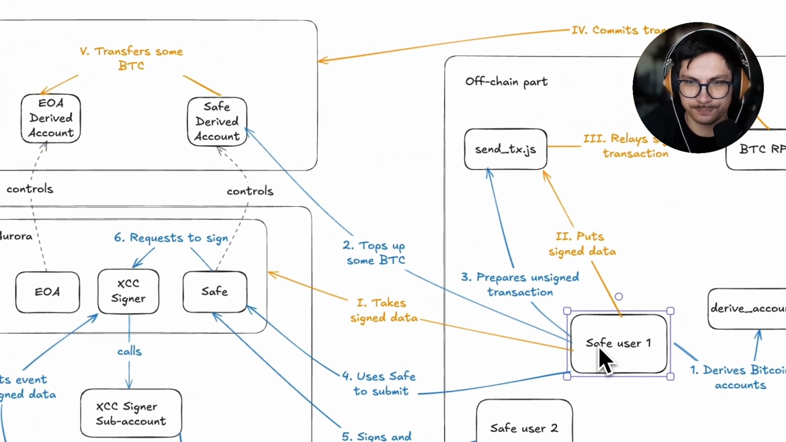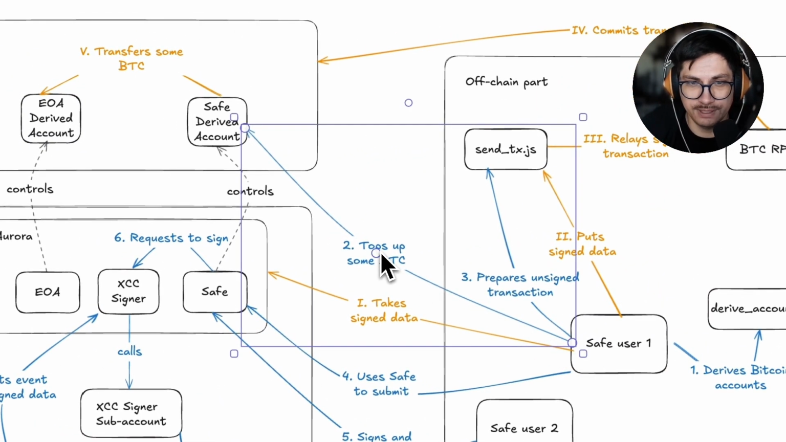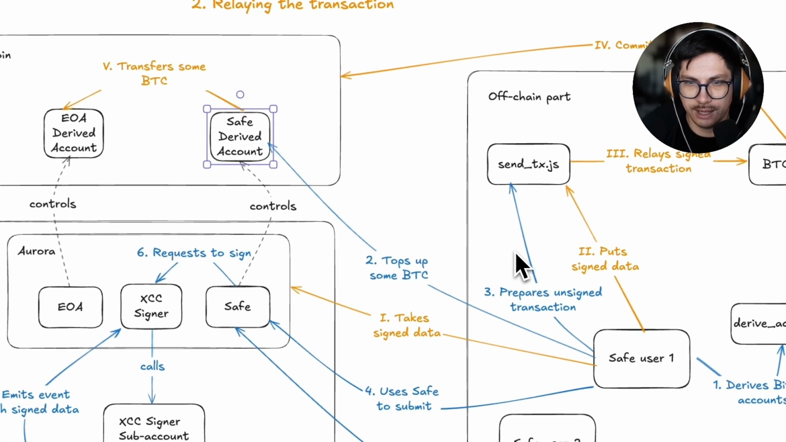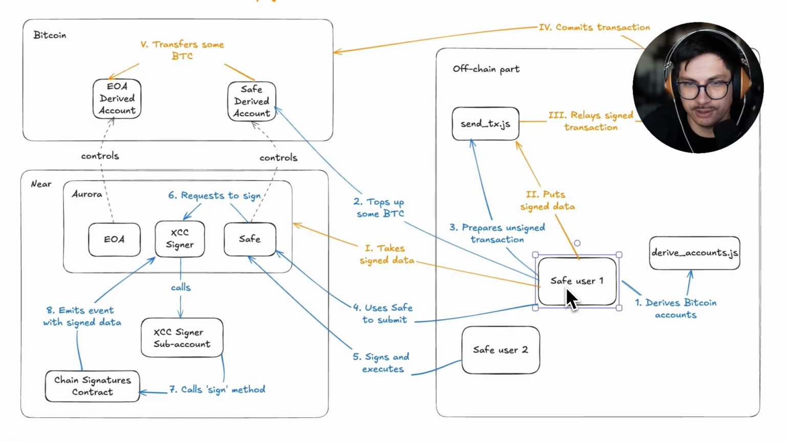And after that, we need to top up some BTC to the Safe derived account and call another script called sendtx.js, which prepares and signs the transaction. It will provide the user with the payload, which is then submitted to the Safe wallet application and used to create a proposal to execute a transaction on Safe. After the proposal is submitted, the other signer, Safe user number 2, will sign and execute it on Safe.